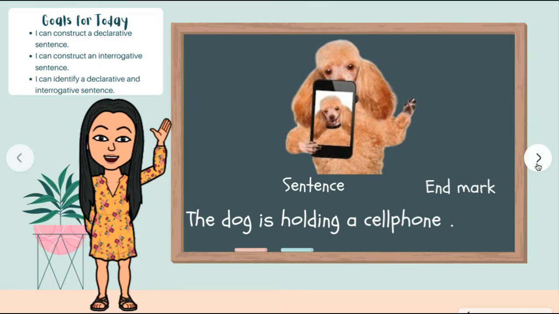Now, let's move on to our next goal. One of our goals is to be able to construct a declarative sentence. So let's look at this picture. As you can see, the declarative sentence tells about this picture. The dog is holding a cell phone. I started off my sentence with a capital letter, and the end mark is a period because it is a declarative sentence, or it is telling about something.